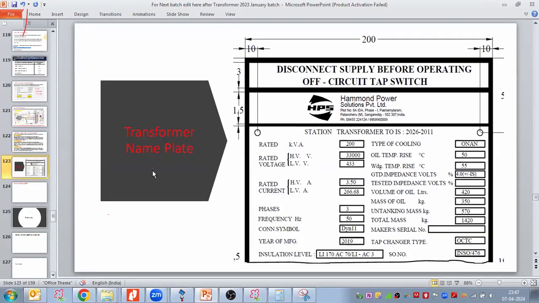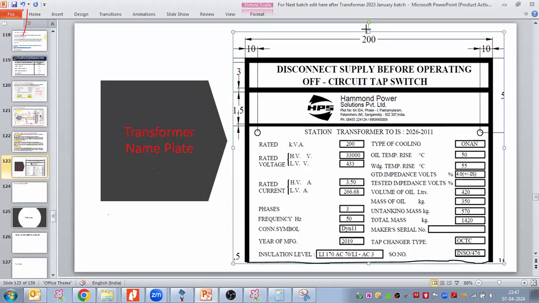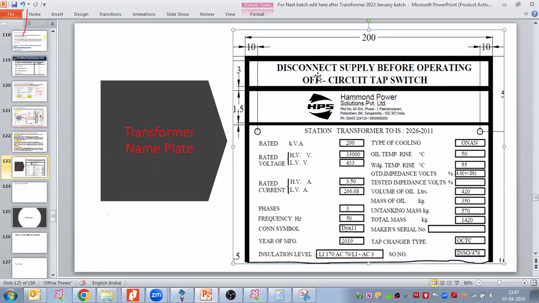Let us see a transformer nameplate. So this is a distribution transformer nameplate. I think the first one is clear, what is the meaning of this: disconnect supply before operating the off-circuit tap changer. Station transformer. This is the Indian standard IS 2026 they follow locally here. Rated kVA, HV side voltage, LV side voltage, and here we need to make sure that this LV side voltage should be the no load voltage. This is important here, not the full load voltage.